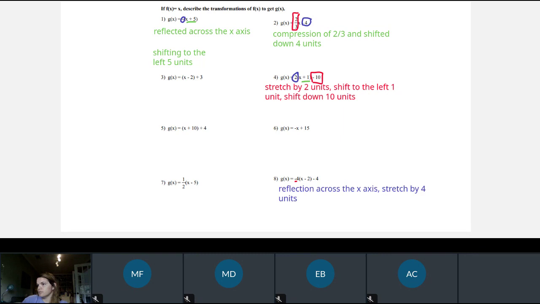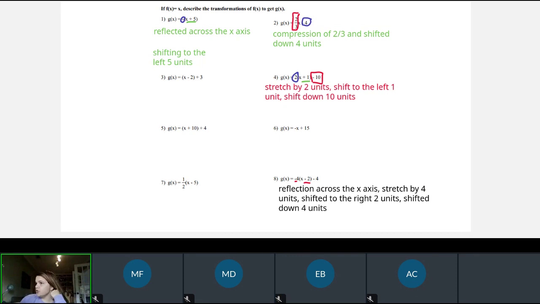Inside the parentheses, I have this x minus 2. Since it's inside the parentheses, that means it's moving left and right. So this is going to be shifted to the right 2 units. And then lastly, at the end, we're subtracting 4, which means it's going to be shifted down 4 units.